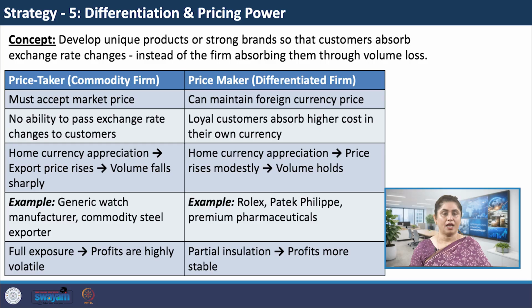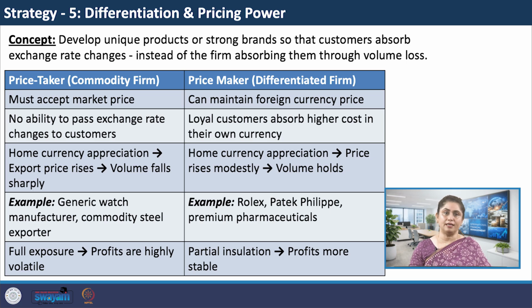Now, let us talk about strategy 5. This is the most intellectually subtle of the 5, and in many ways the most powerful over the long run. The core idea is this: when a firm builds genuinely unique products or strong brands, it acquires pricing power. That means it can create flexibility to price its product. The pricing power is, in the language of economic exposure, exchange rate resilience. Imagine two very different businesses side by side.